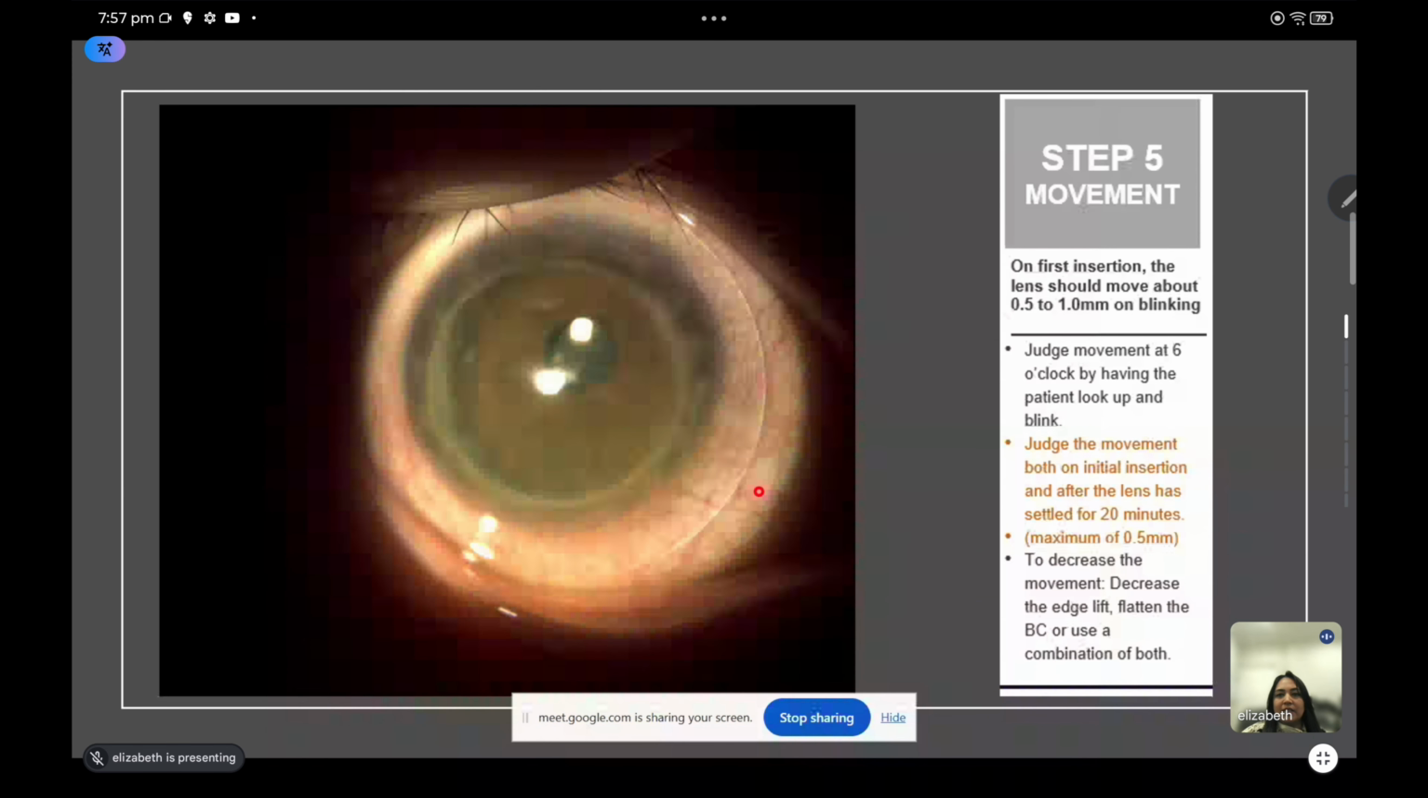Step 5 is then on movement. So with movement, like I said, with these lenses, you don't have that complete vault over the cornea. You do actually want to see a little bit of movement because there is some tear exchange with these lenses. So you need to judge the movement of these lenses as soon as you put them on and also after they've settled for about 20 minutes.